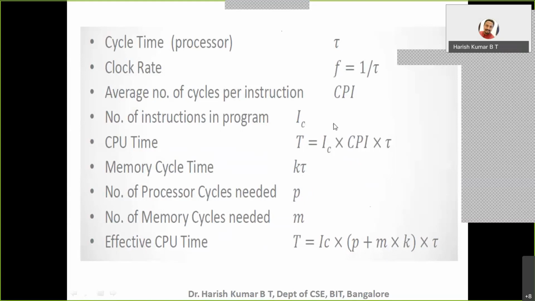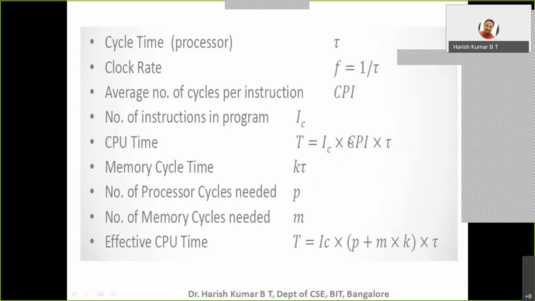Now CPI, when I say the average cycle, say for example the 3 you got in the previous example, that 3 includes the CPU cycle plus memory cycles. So the further expansion of this is something like this, where CPI is a combination of both processor cycle plus memory cycle. I can tell you why it is a combination of both.